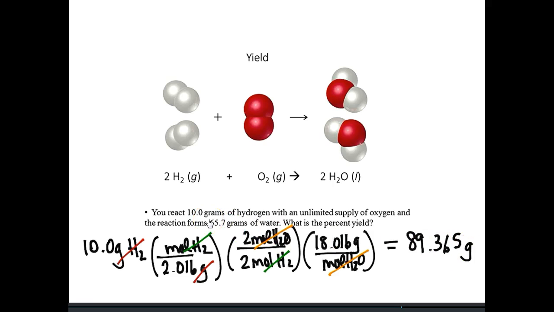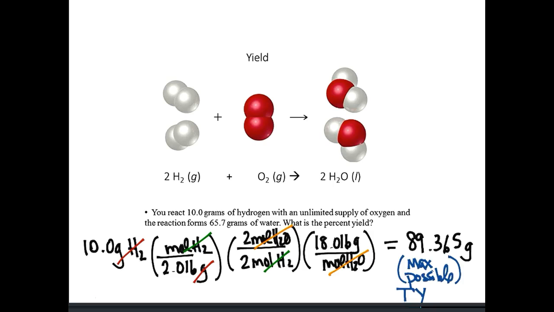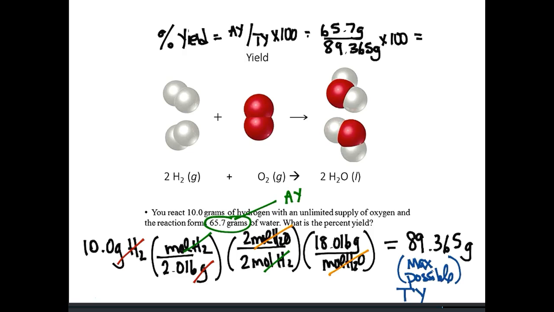So based on the 10 grams of hydrogen at the beginning, if all 10 grams react and form nothing else but water, with an unlimited amount of oxygen around, and all the hydrogen reacts completely and there's none left over, then we should get 89.365 grams of water. So your theoretical yield is here. It is based on the initial mass of reactant. The value that's given in the problem, 65.7 grams, is the actual yield of water. That's what you actually made. So this is the theoretical yield, 89.365. The actual yield is 65.7.